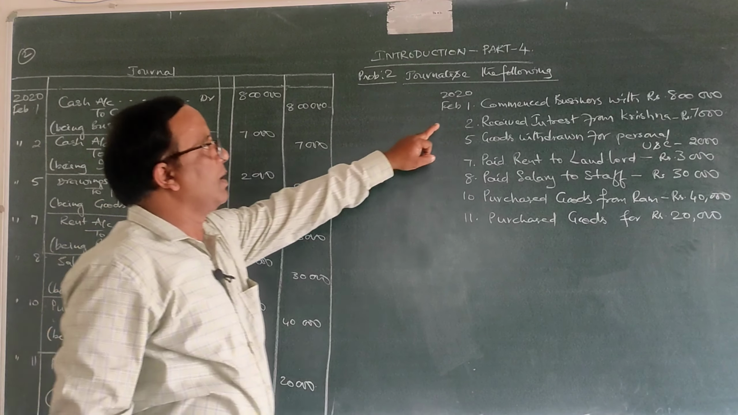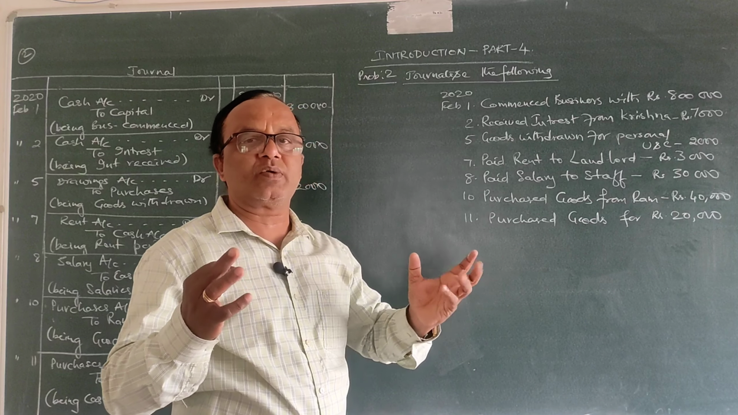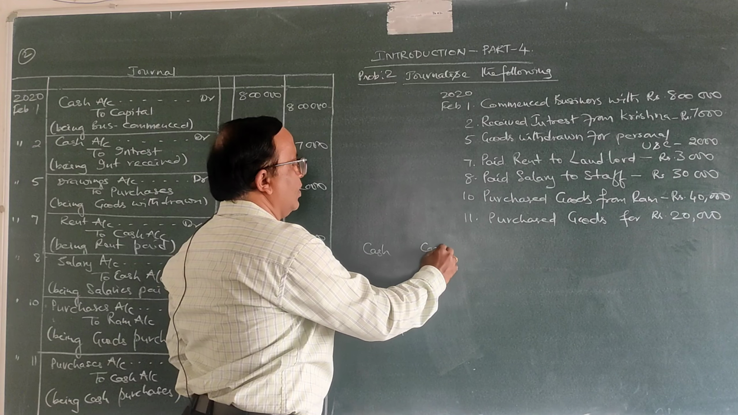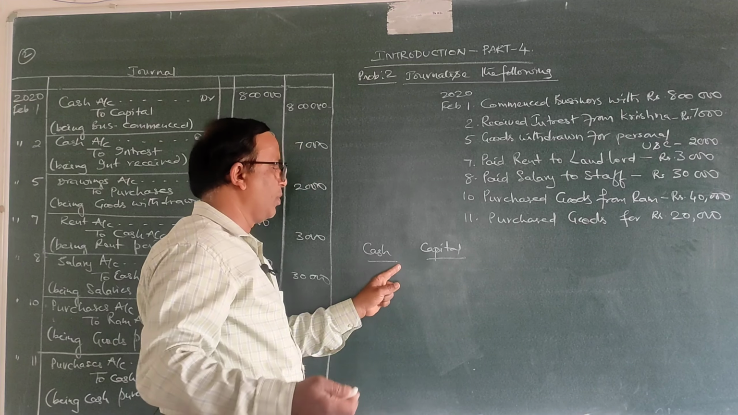See what is said. Commenced a business with rupees 8 lakhs. So when the business is commenced, normally the accounts affected are, one is cash account, another one is capital account. As you are aware, in the morning also I have told you, in the earlier class, in the earlier form I have told you.